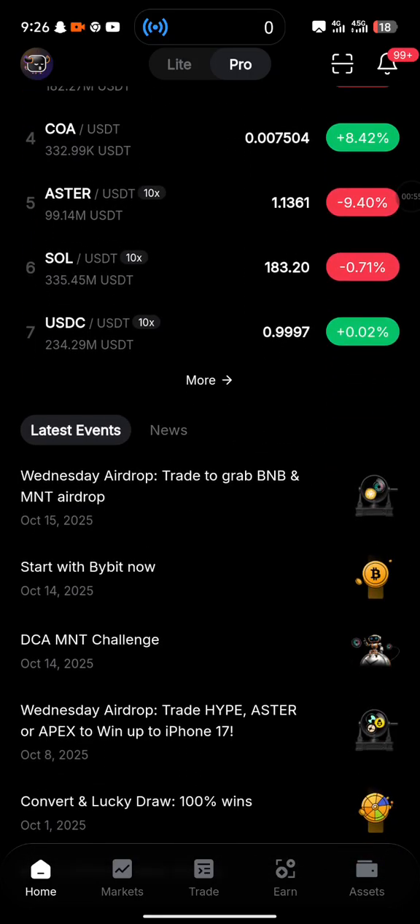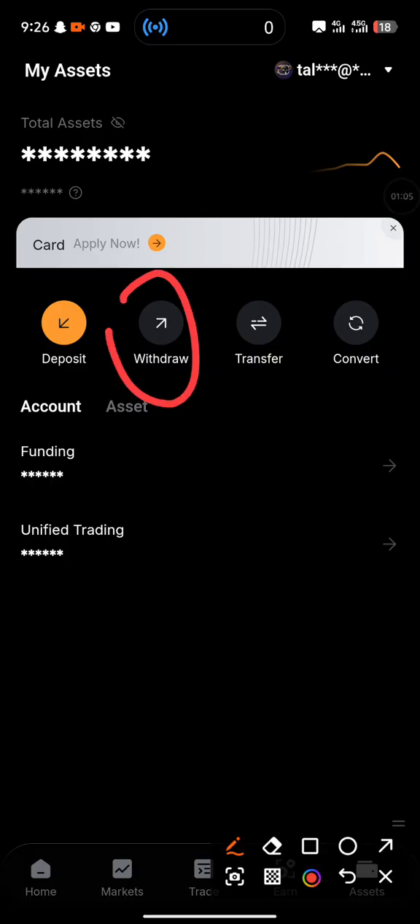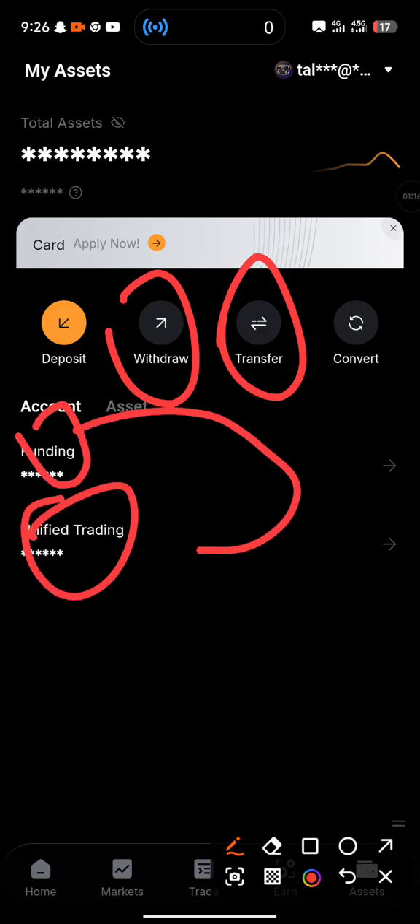One thing you must do first is make sure your wallet is funded. If your wallet is funded, then you must move the money from the funding wallet to the unified trading account. It must go from here to here. This is when the money will now be available for you to trade on Bybit.